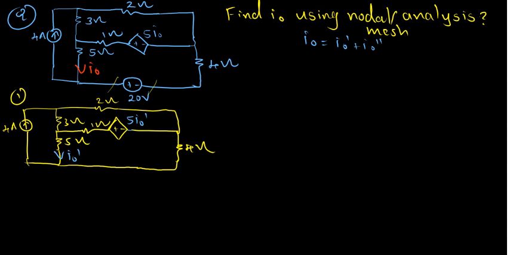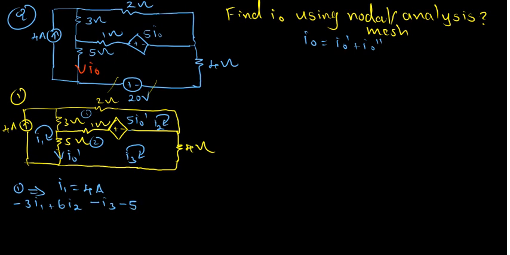I am using mesh analysis, starting here with I1. We previously covered how to do mesh and nodal analysis. I1 is equal to 4 amps directly. Applying mesh 1: minus 3 I1 plus 6 I2 minus I3 minus 5 I0 dash is equal to 0. Then mesh 2: minus 5 I1 minus I2 plus 10 I3 plus 5 I0 dash is equal to 0. When we solve this, we get I0 dash is equal to 52 by 17 ampere.